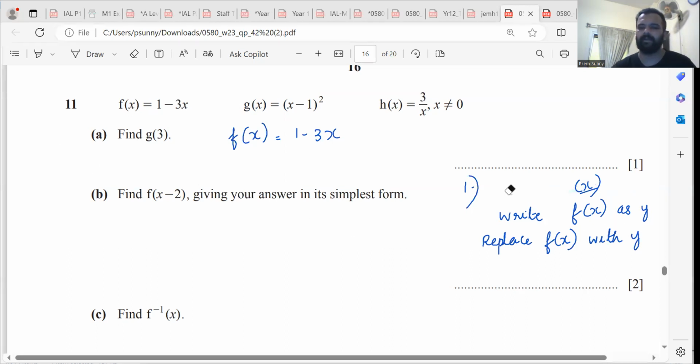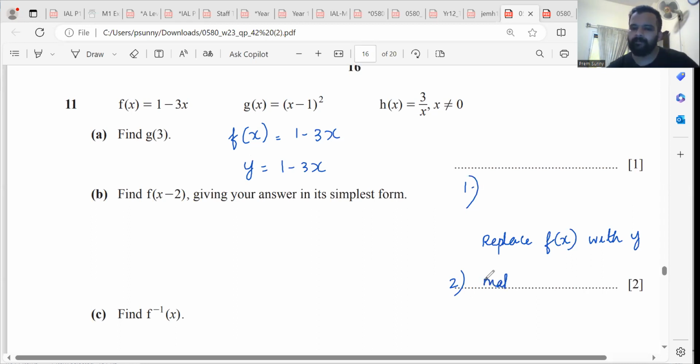Replace f of x with y. So now when we replace f of x with y, instead of f of x, we'll be writing y is equal to 1 minus 3x. This is our step number 1. Step number 2, make x the subject. So when we make x the subject, minus 3x goes to the other side. It becomes positive 3x. 1 is already there on the right hand side. Positive y from the left hand side goes to the right hand side. It becomes minus y.